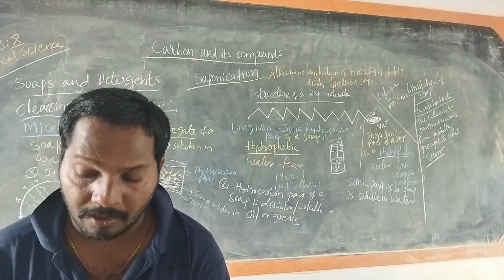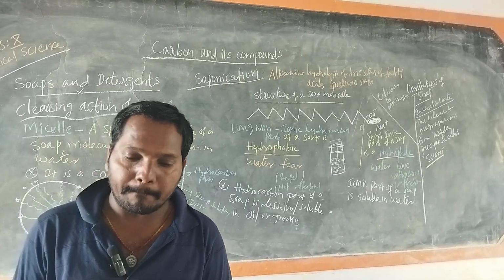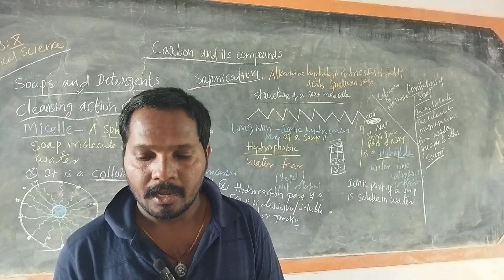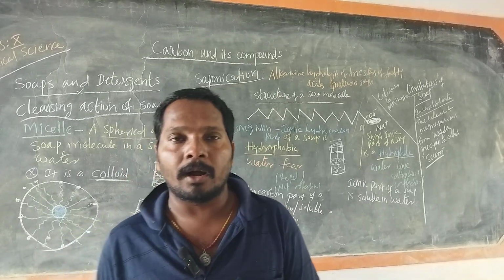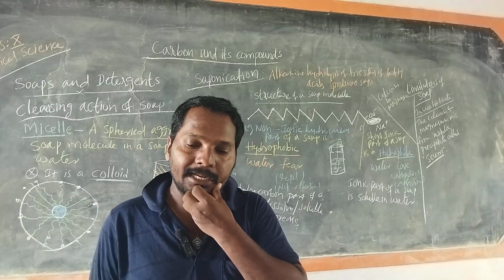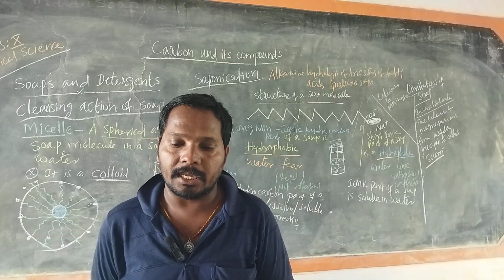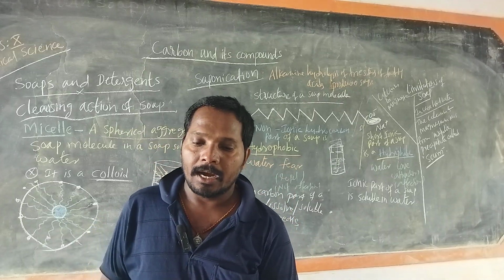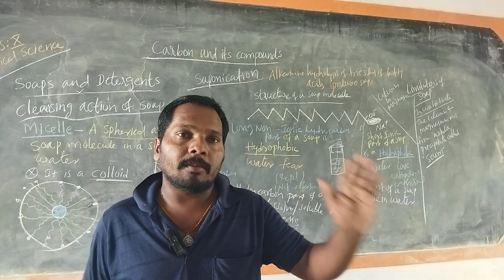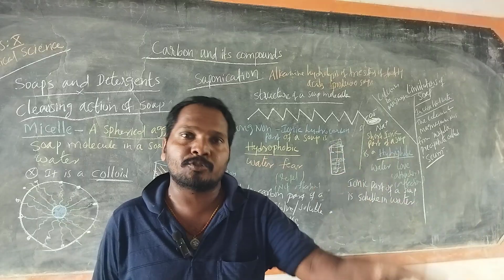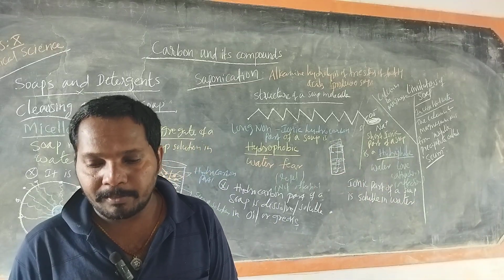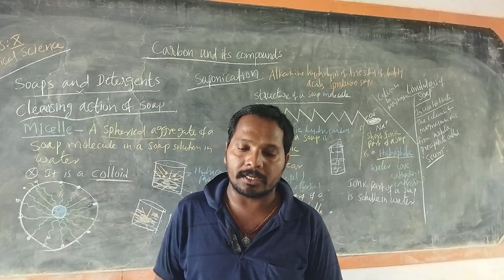Why? Because of the scum or curdy precipitate. The scum formed by the action of hard water and soap sticks to the clothes being washed and interferes with the cleaning ability of the additional soap. Simply, this scum obstructs the cleaning process of soap. So this makes the cleaning of clothes difficult.